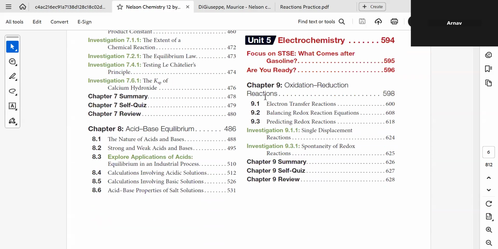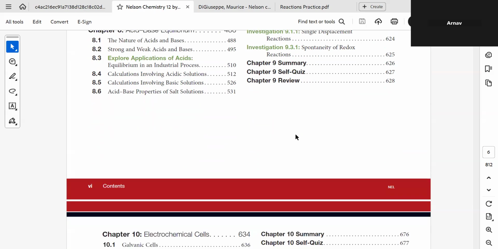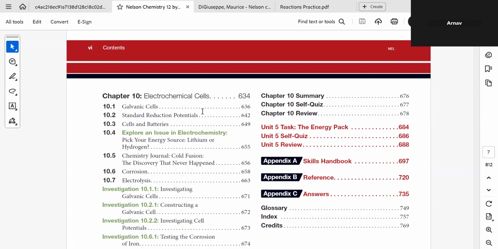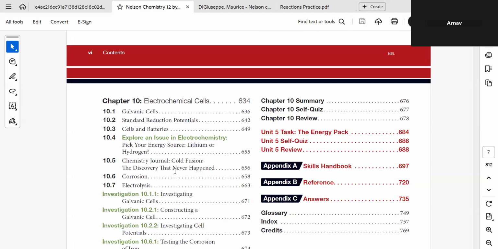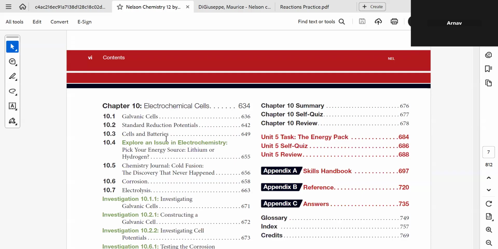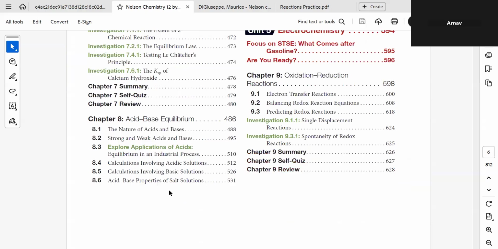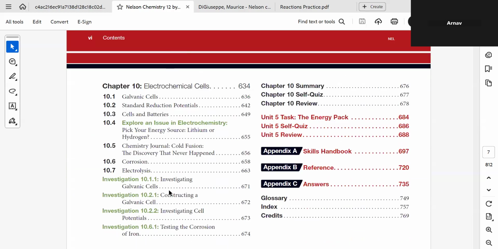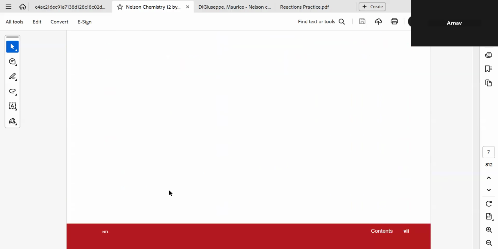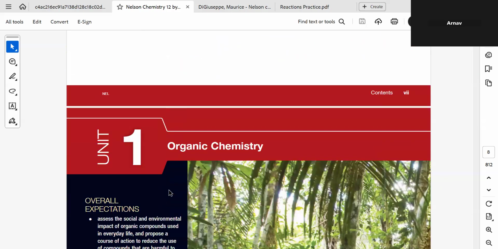What I have observed is that electrochemistry is a unit which at times students find difficult, especially the concept of standard reduction potential. Actually, they are easy, but I have seen that students do find it difficult. Electrolysis as well. What we'll do is structure it in a way that is easy to understand and simple to remember. So that's your introduction to the entire syllabus of grade 12.